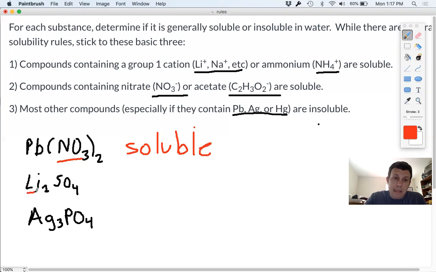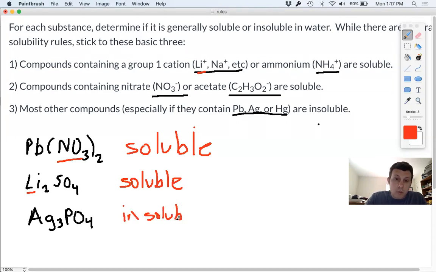The next one I see lithium, which I know is a group 1 cation, so this is going to be soluble. Again, it doesn't even matter what it's with, count on it being soluble. Silver phosphate: silver is not one of these group 1s or ammonium. It doesn't have nitrate or acetate, and especially it has silver in it, which is one of those that is not going to often dissolve, so we can say that's insoluble.